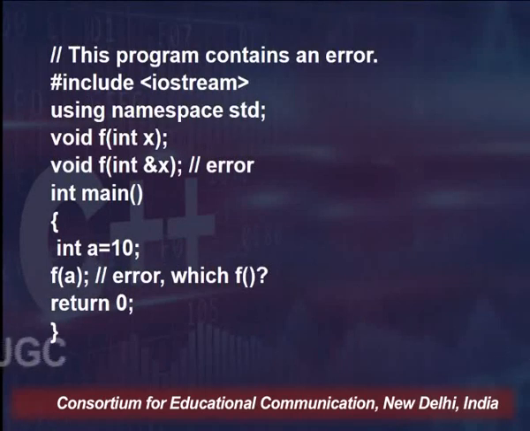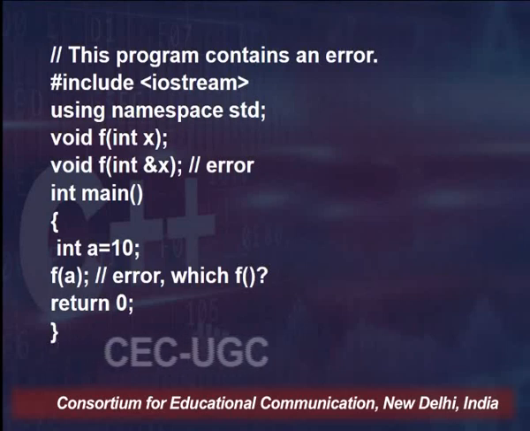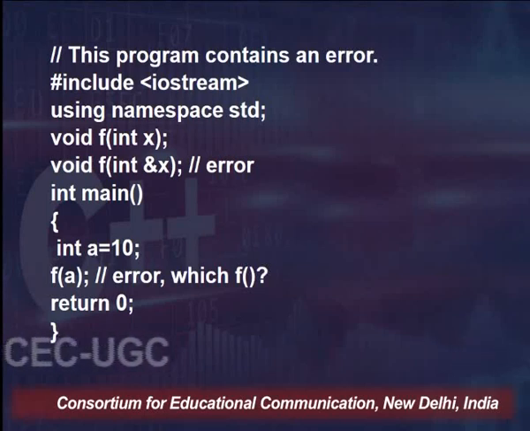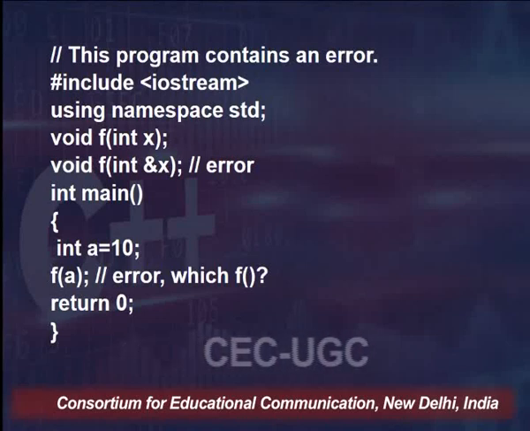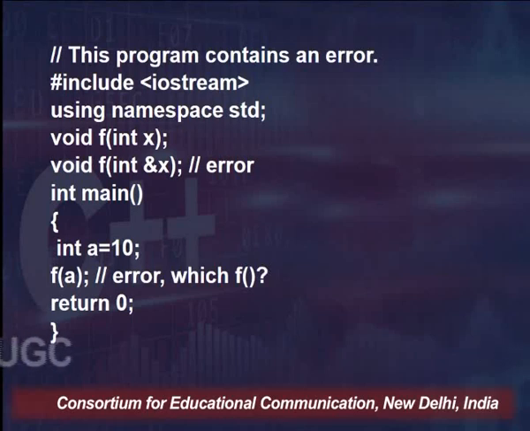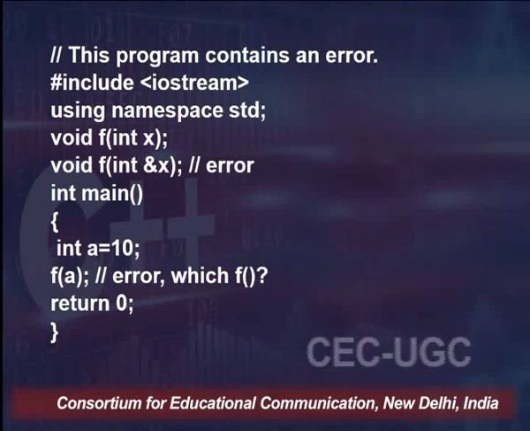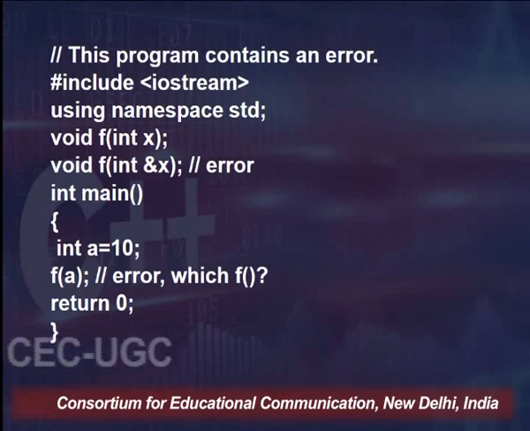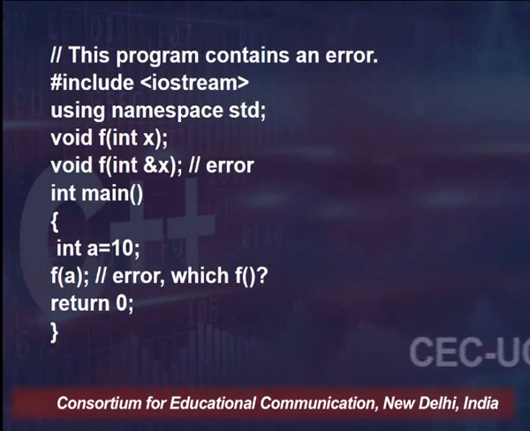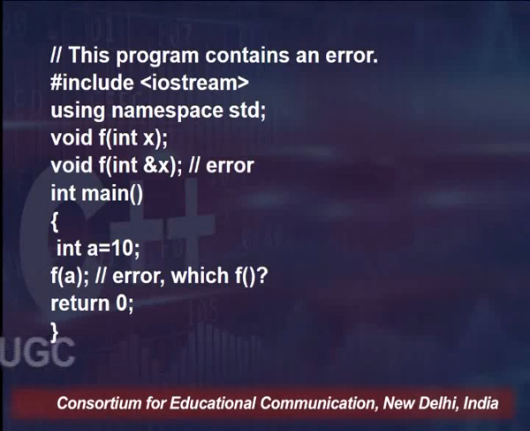Inside the main function, if I say integer a is equal to 10, and without making two different calls to these two overloaded functions, I am just asking f of a. Calling f with a is going to give an error, because your compiler is confused about which particular version of the f function needs to be called. The function ends, as usual, with a return 0.